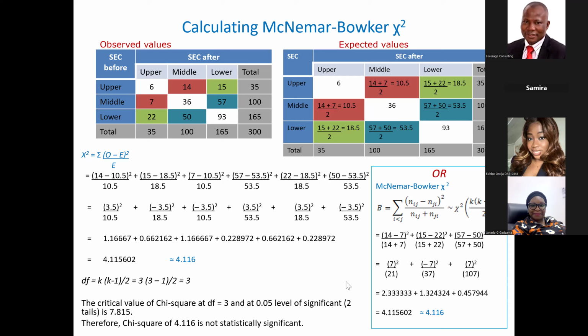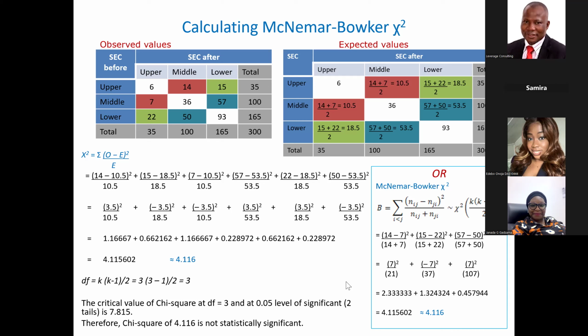The green is 15 and 22. It is the interchange between lower and upper. Sorry, upper before and lower after. Between upper and lower: 15 is upper before, lower after. 22 is lower before, upper after. Can you see? Now, the last pair, 57 and 50.